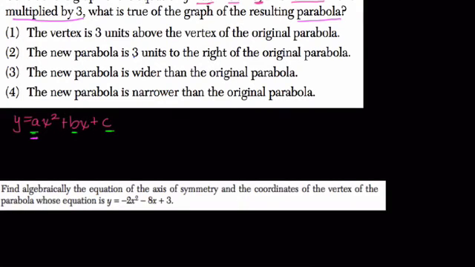So here then the answer becomes a little bit easier because it's not going to be wider, because we're increasing the rate of change. It's going to be narrower. And is it 3 units to the right or 3 units above? Well, 3 units above would be added to the c value, and 3 units to the right, you can experiment with that and see how that relates to the b value.